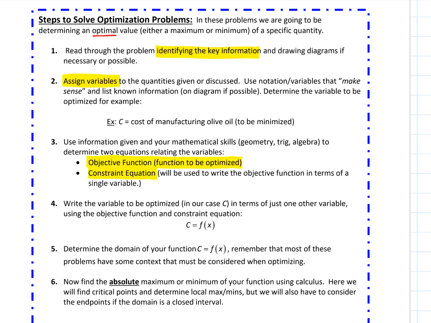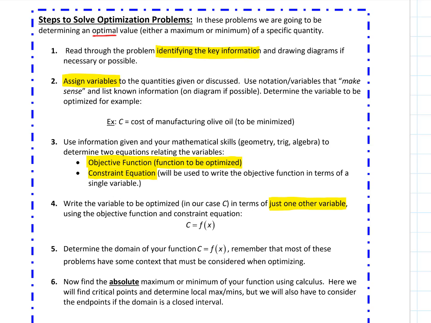Okay, after that, write the variable that we're trying to optimize. In this case, I've been using the example of cost. So write that cost in terms of just one other variable. We are limited in Calculus 1 to single variable calculus. We don't have the ability to look at functions of multiple variables yet. I will say yet, because there's a whole other section of calculus called multivariable calculus, where we get into that and we do write equations of multiple variables and optimize them, look at their maximums and minimums.